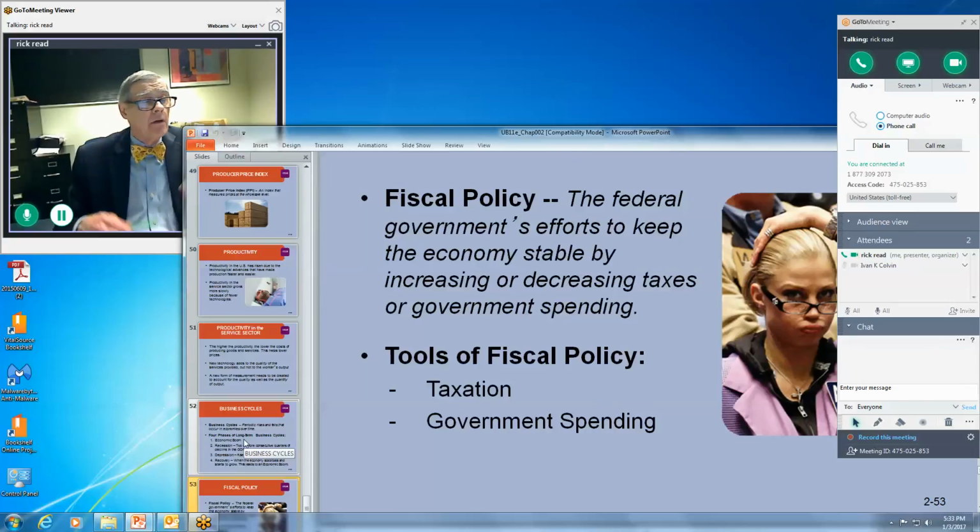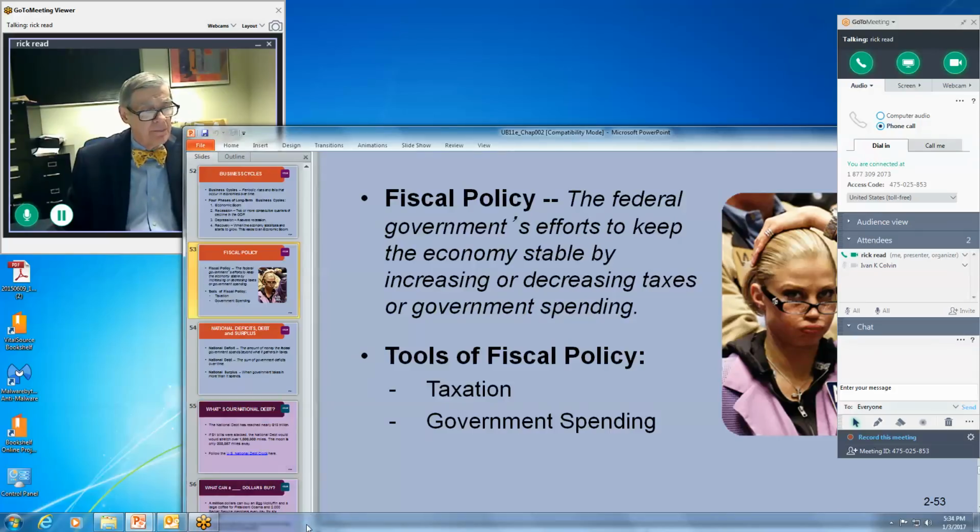The federal government's fiscal policy objective is to keep the economy stable. Notice it talks about doing so by increasing or decreasing taxes and or government spending. Fiscal policy is determined by taxation and government spending. We'll spend a little bit more time on that when we get to Chapter 19 and Chapter 20.